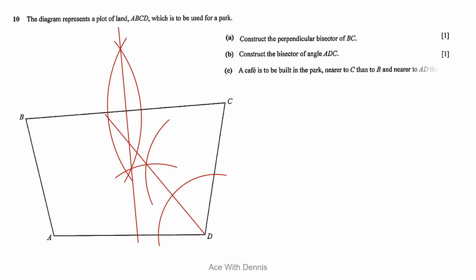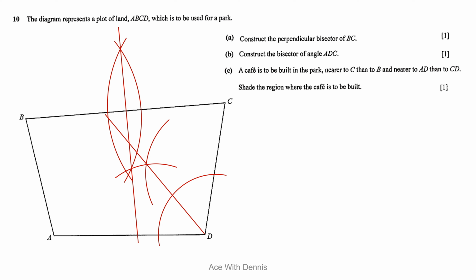Next, a cafe is to be built in the park, nearer to C than to B, and nearer to AD than to CD. Shade the region where the cafe is to be built. 1 mark. Alright, so there are two criteria to meet here.